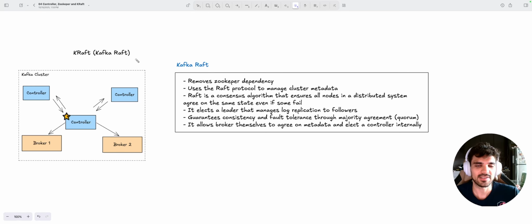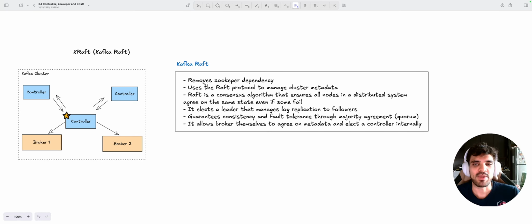So a solution, or a new architecture, that we're going to use when setting up our clusters for the course is KafkaRaft. This basically removes the Zookeeper dependency because it now uses the Raft protocol to manage the cluster metadata. If you're not familiar with this, it's not in the scope to go very deep into it. You can search it by yourself.